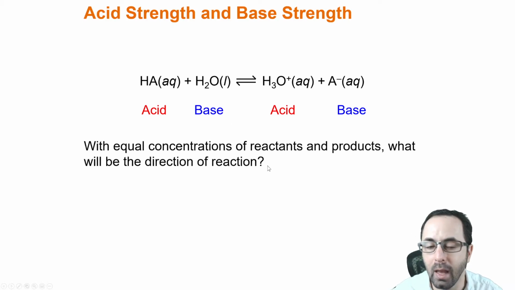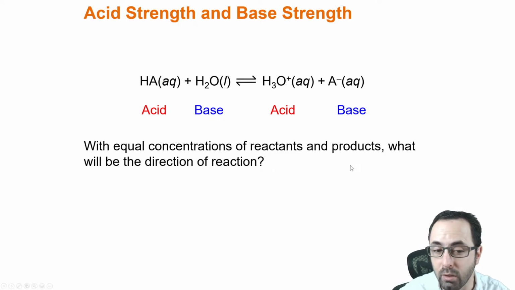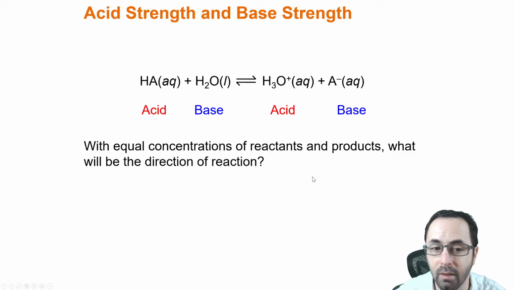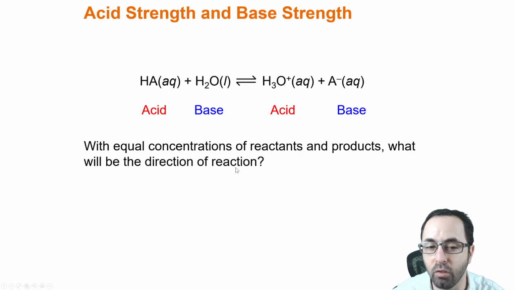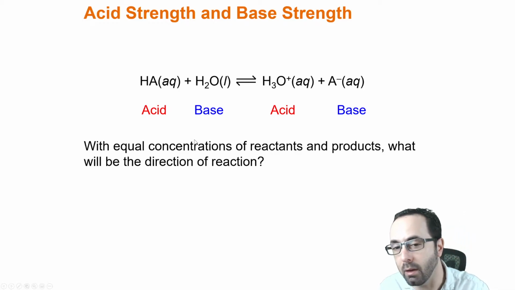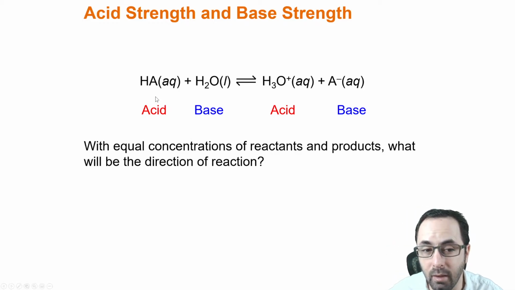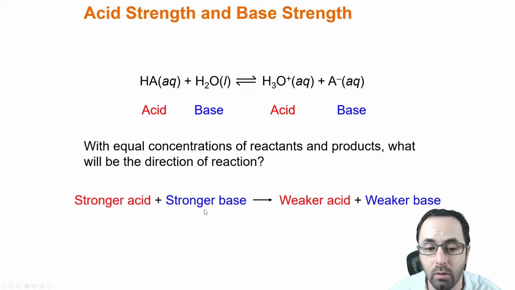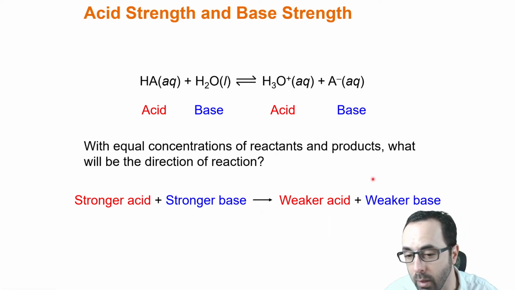And so if we had equal concentrations of these reactants and products, what direction would the reaction go? Well, it depends on the relative strengths of the acid and the base. The reaction is going to proceed in the direction of going from the stronger acid and base to the weaker acid and base. Because if this acid is stronger than this one, it's going to tend to give up its proton and make this, instead of this base reaccepting the proton and making the acid. So in general, the reaction is going to go from the stronger acid and base to the weaker acid and base.